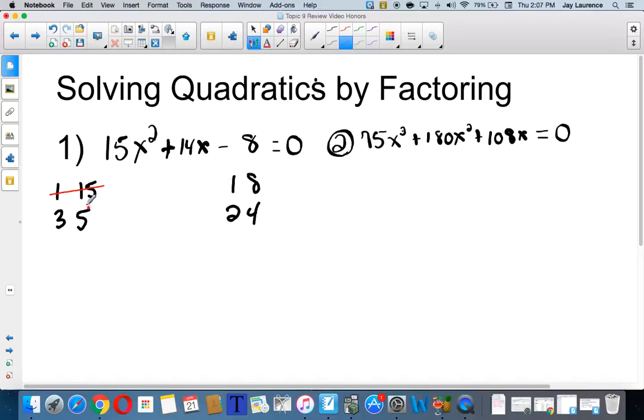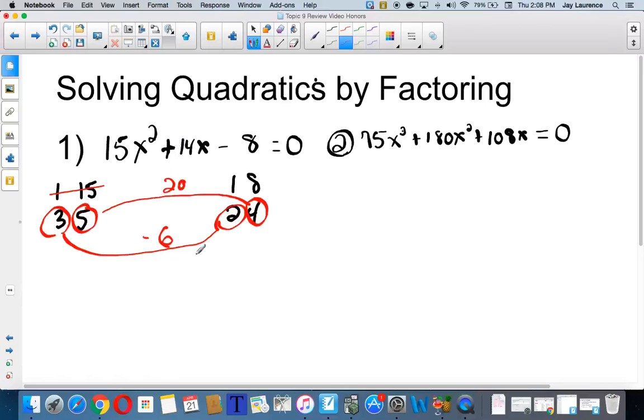Oh, wait a minute. How about 5 times 4, which will get me 20, right? And then 3 times 2, and that'll get me 6. Now, because C is negative, I want to subtract. Do I want to do 6 minus 20 or 20 minus 6? Well, because B is positive, I want 20 minus 6.